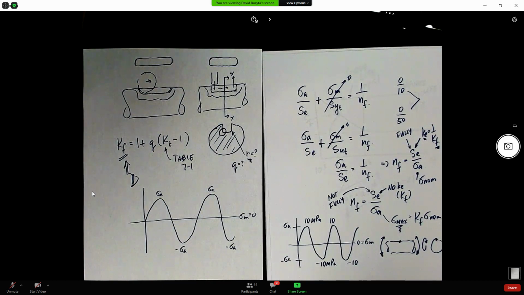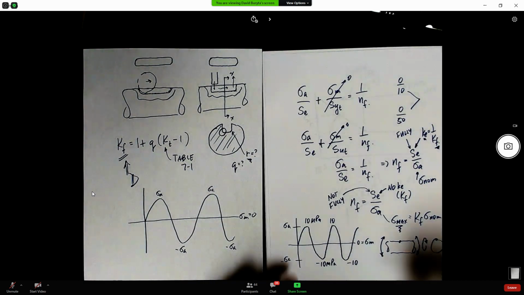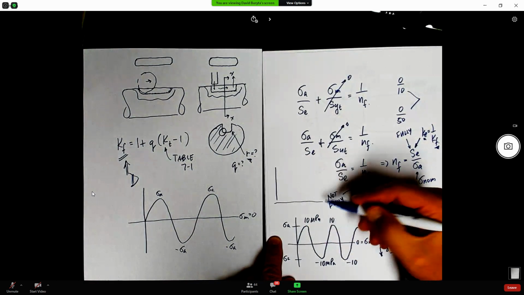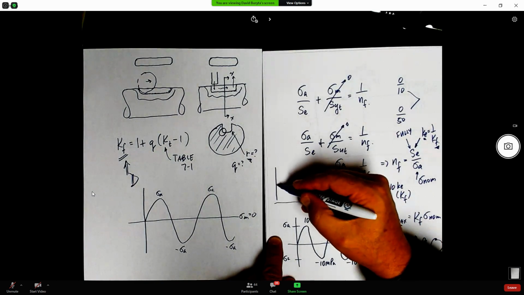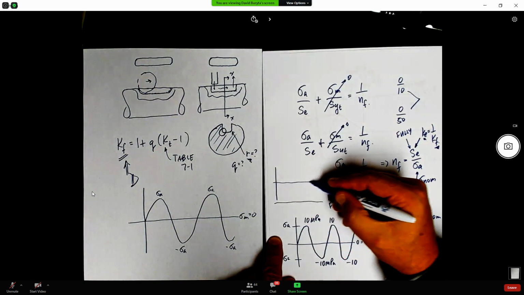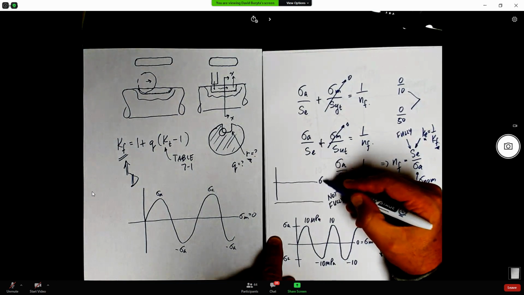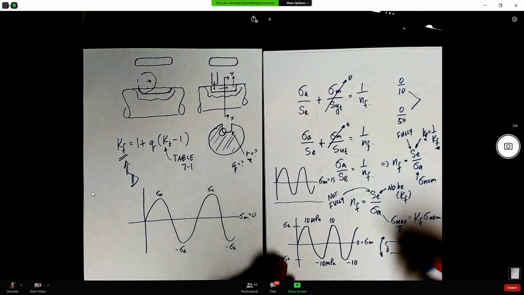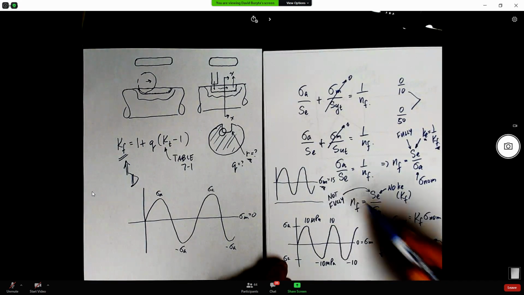Does that make more sense now? Because the generalized one is where you would have the mean component at some value, let's say 15 MPa, and then it would be alternating about this, right? So in this case, sigma m is not equal to zero.